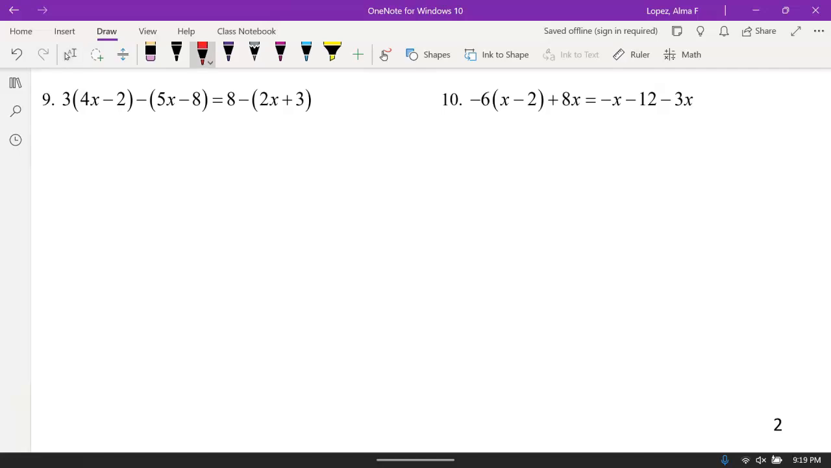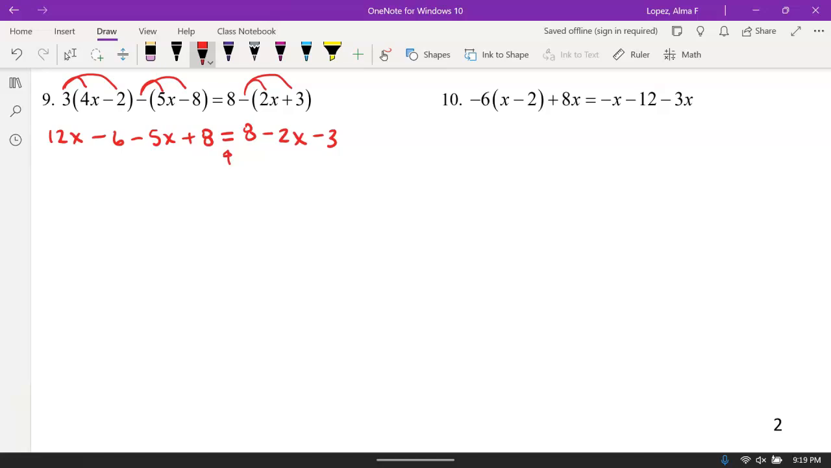So let's do it. 3 times 4x is 12x. 3 times negative 2 is negative 6. Negative 1 times 5x is negative 5x. Negative 1 times negative 8 is plus 8. Then negative 1 times 2x is negative 2x. Negative 1 times 3 is minus 3.